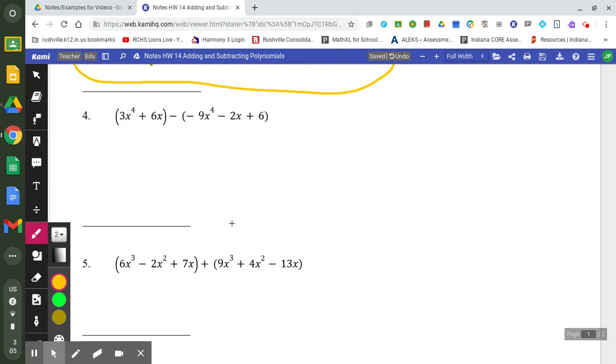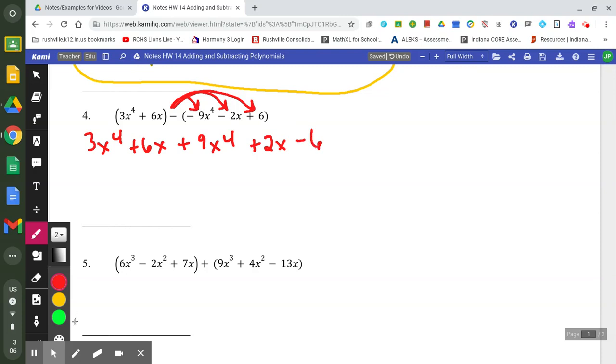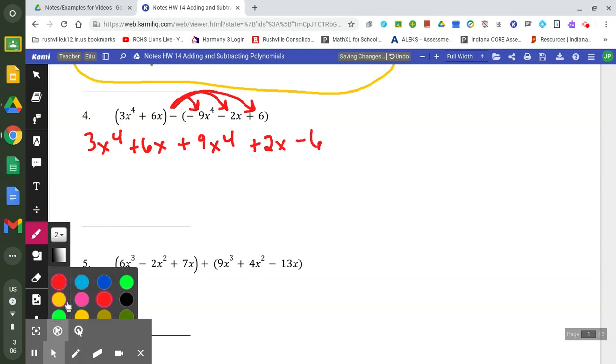Again, number 4 has the minus sign in between it. So I'm going to write my first polynomial without the parentheses. Then I'm going to distribute that negative sign. So that makes that a positive 9x to the 4th. And then a positive 2x. And then a -6. And I'm going to put like terms together.